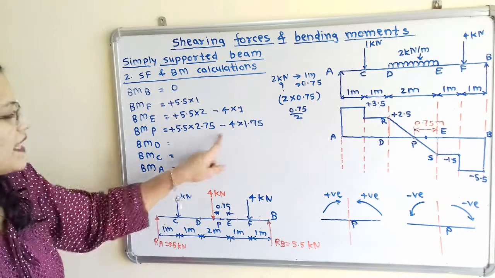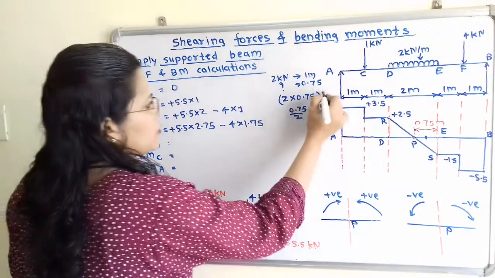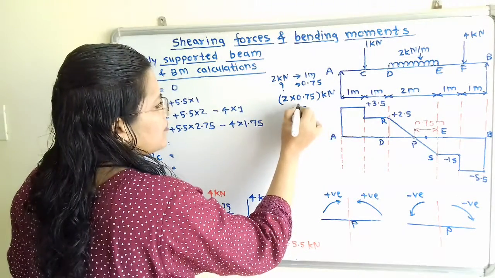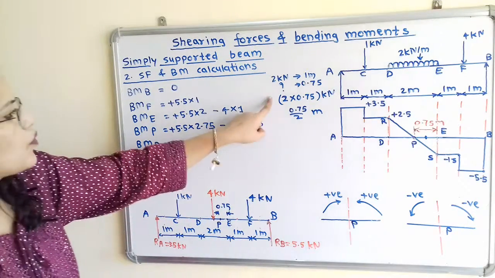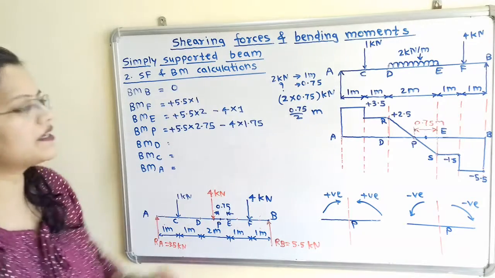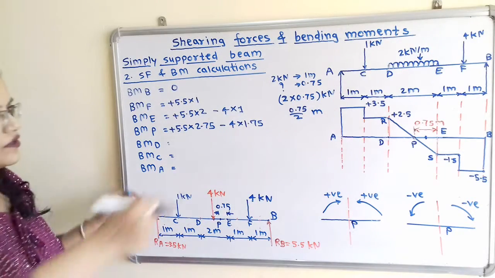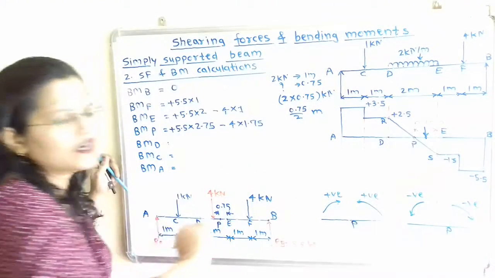So how to select this moment? We know that moment is equal to this load, in kilonewtons, multiplied by the distance, which is in meters. So how to take the moment? This load multiplied by 0.75 by 2. Now this load acts at the center point of PE in the downward direction.